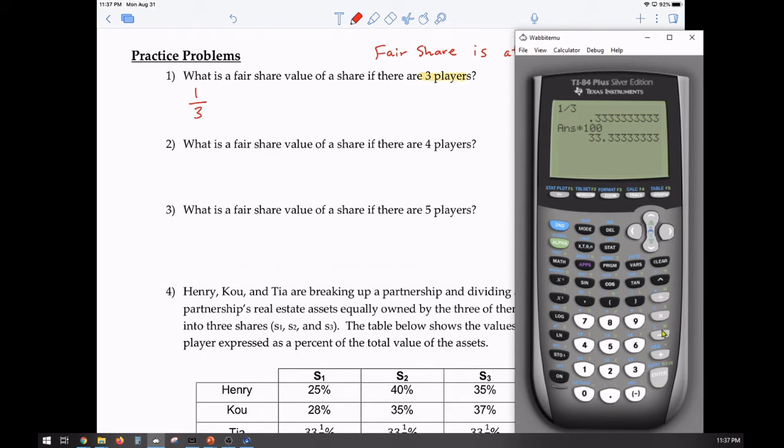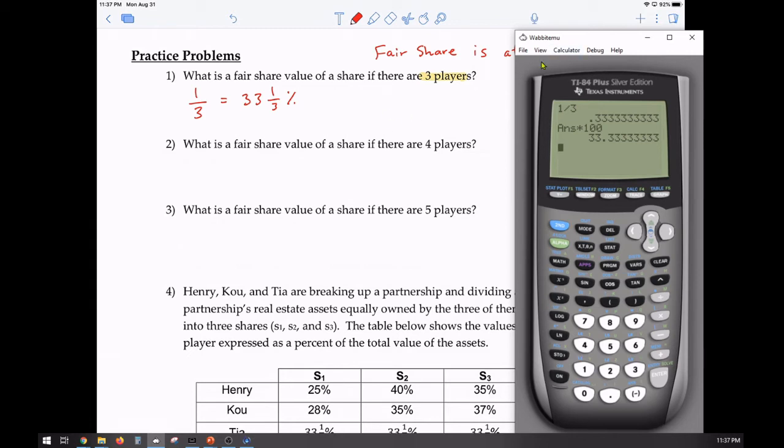So the percent would be 33.3333 repeated threes percent, right? Or we can write this as 33 1/3%. Okay, so getting at least 1/3 or 33 1/3% would be considered a fair share.